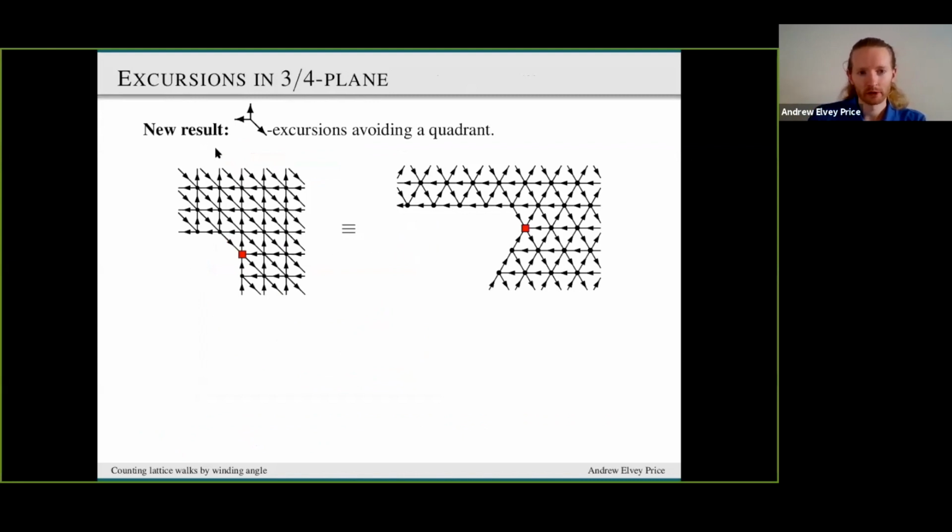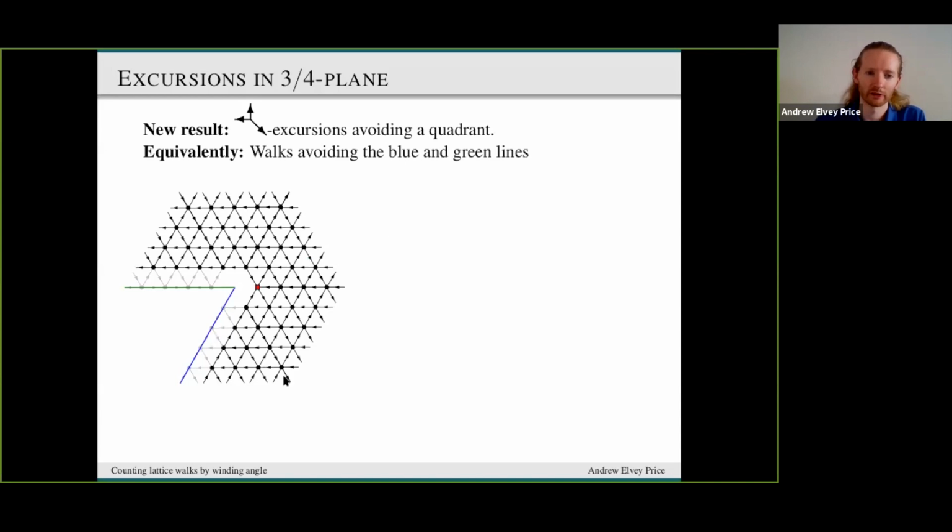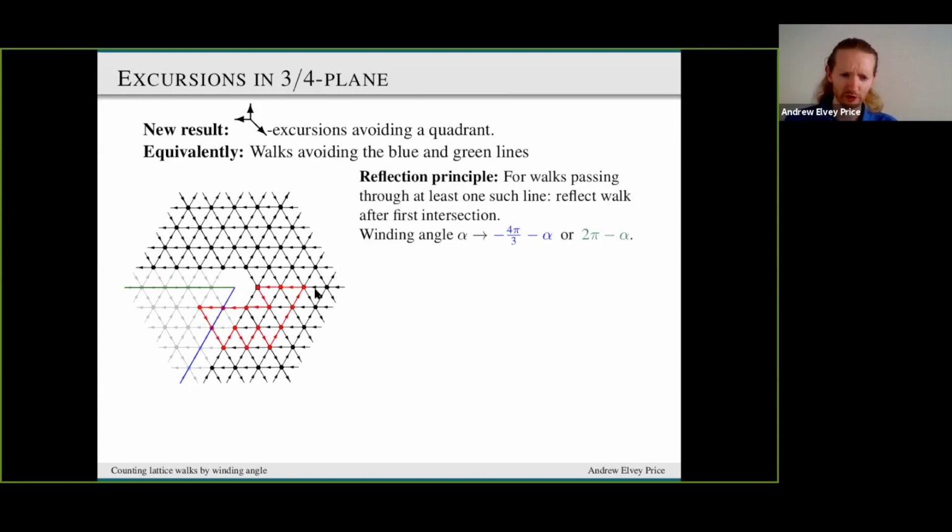Okay, I'll describe with an example how to count walks with this step set in the 3/4 plane. That's this on the left, which is equivalent to the picture on the right, which I'll go into more detail about. Equivalently, we want to count walks in this space which avoid the green and blue lines. It's going to be convenient to fill in the whole lattice here. The way we do this is using something called the reflection principle.